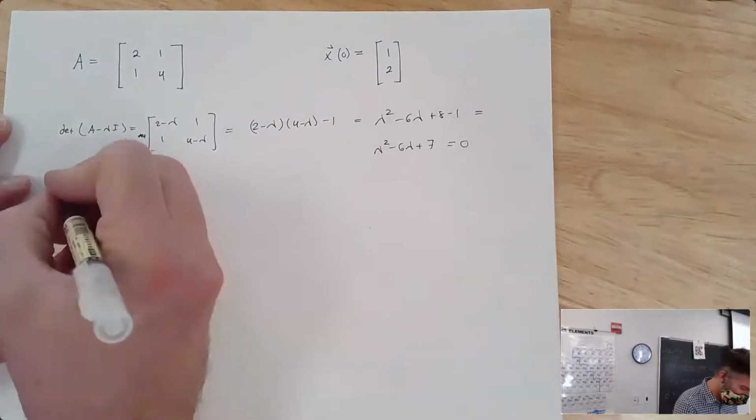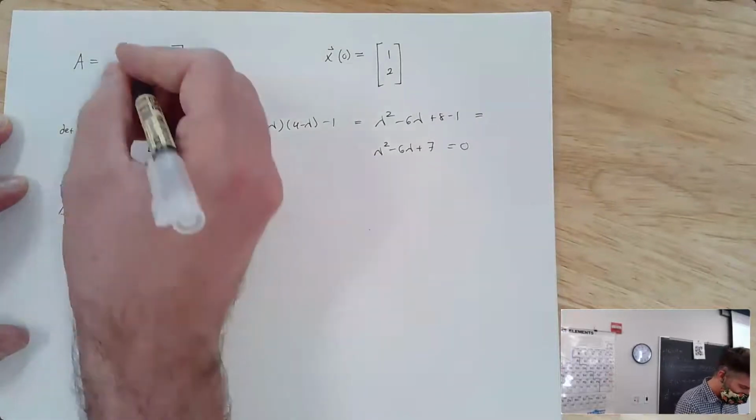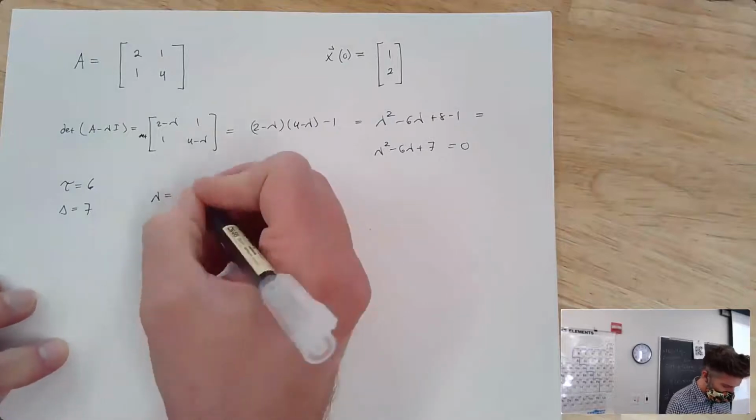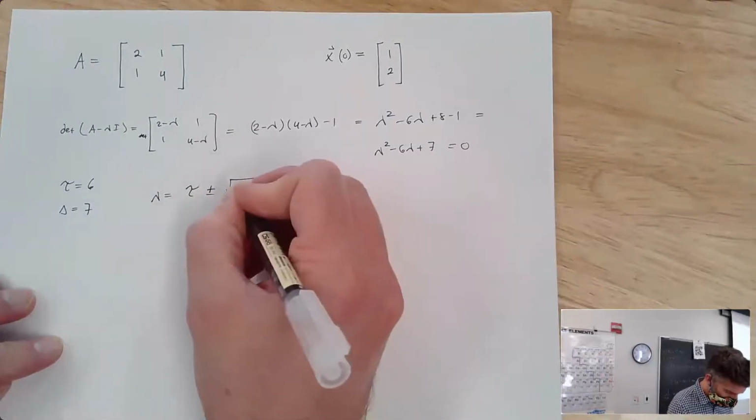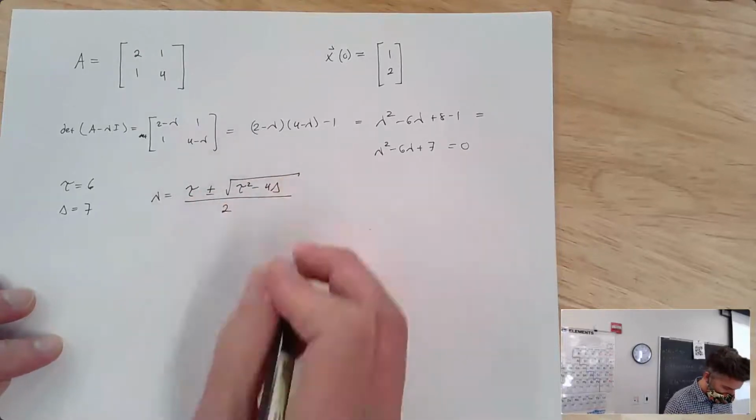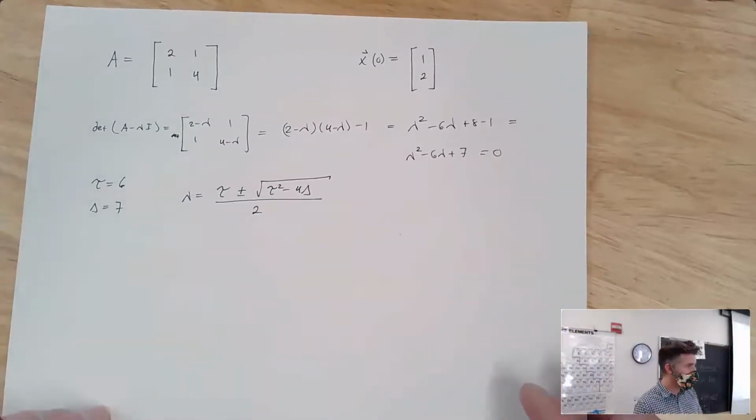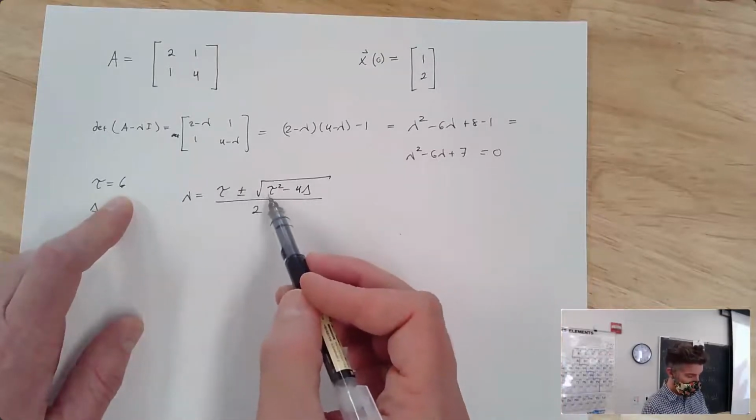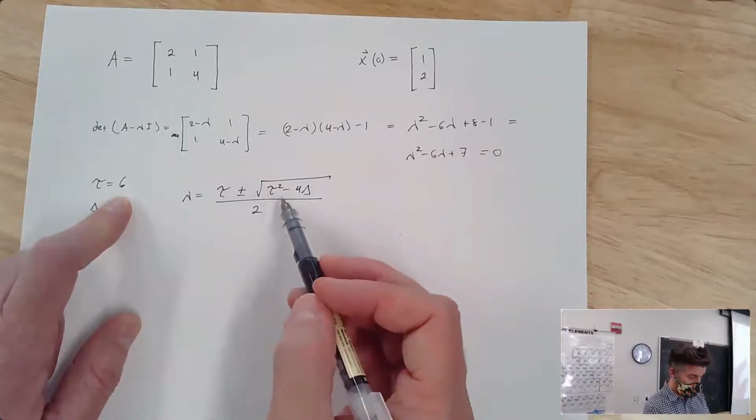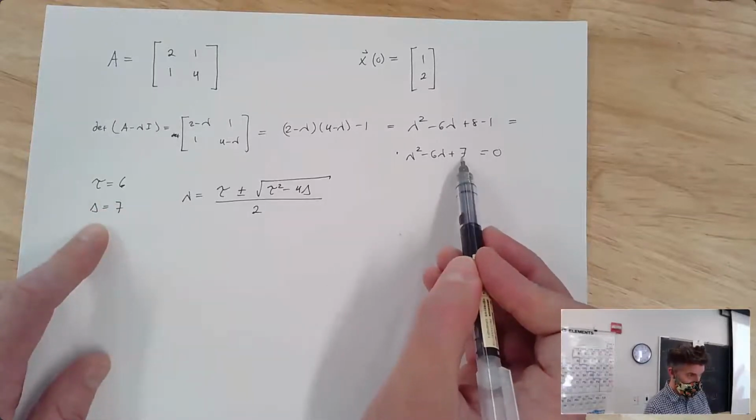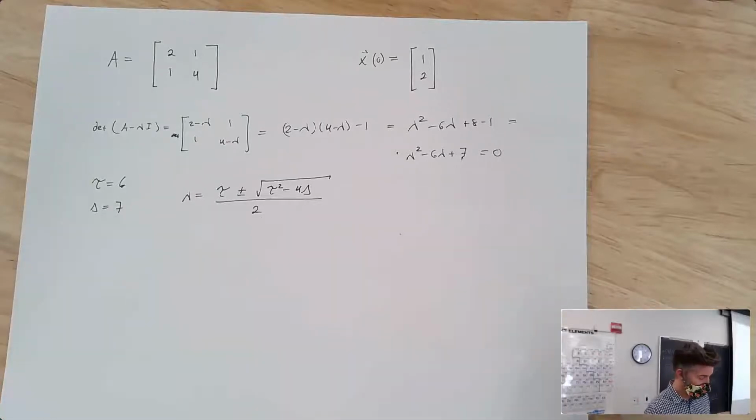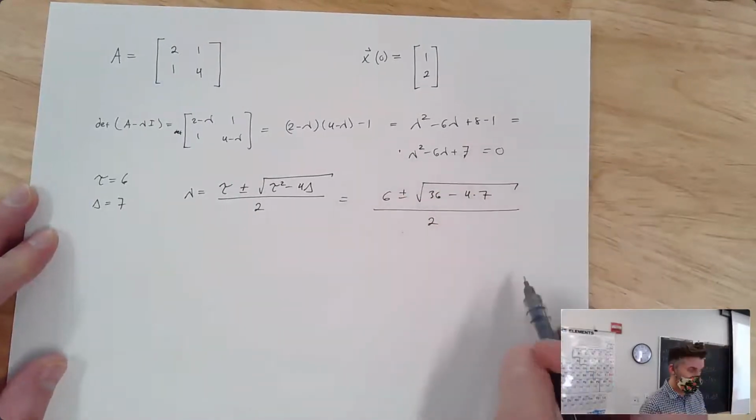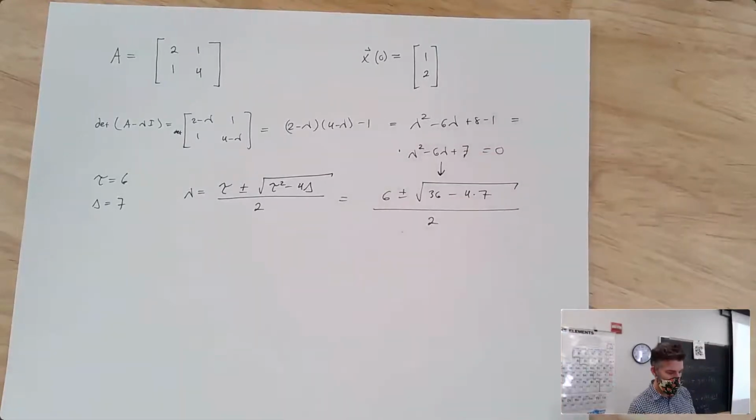Or you could use the trace determinant method and say the trace is 6, the determinant is 4 times 2 minus 1 times 1, so 7. It's really the same either way. My eigenvalues are the trace plus or minus the square root of the trace squared minus 4 times the determinant, all over 2, which, in case you hadn't noticed, is exactly the quadratic formula for this equation. It's negative b, plus or minus the square root of b squared minus 4ac, all over 2a. So we get 6 plus or minus the square root of 36 minus 4 times 7, all over 2.